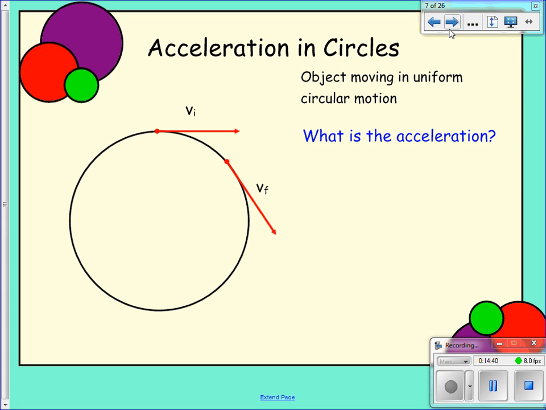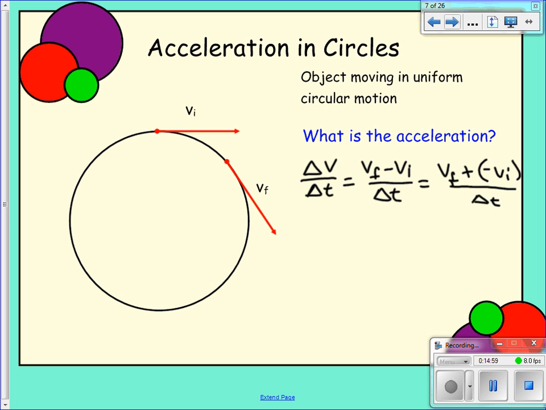So from the previous slide, remember, acceleration is just change in velocity over change in time, which, remember, change in velocity is v final minus v initial over change in time. Or that's the same thing as v final plus the negative of v initial over change in time.